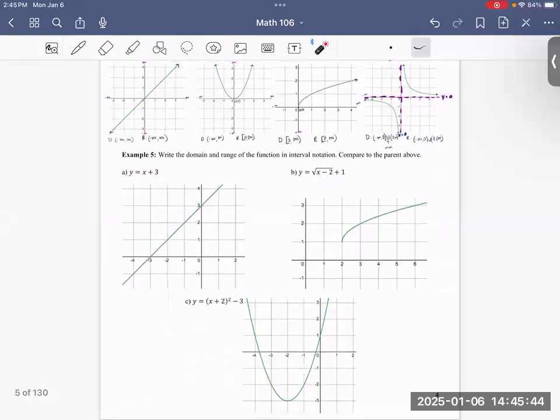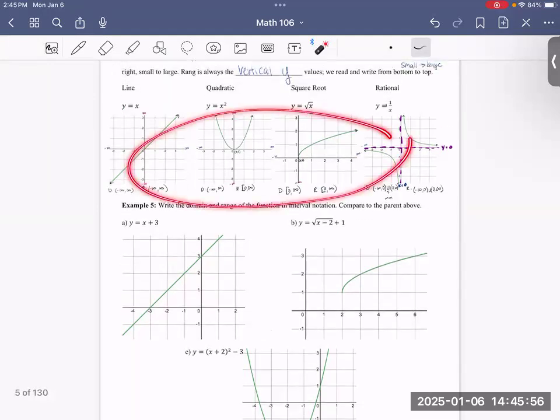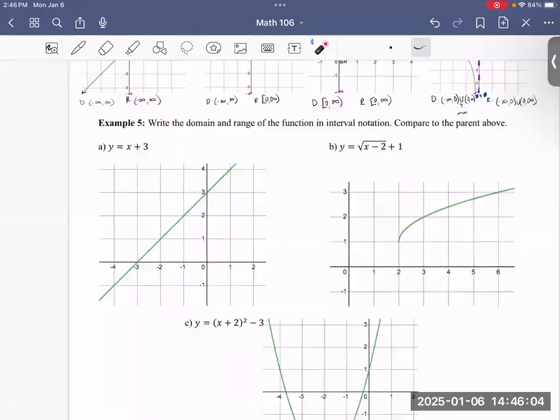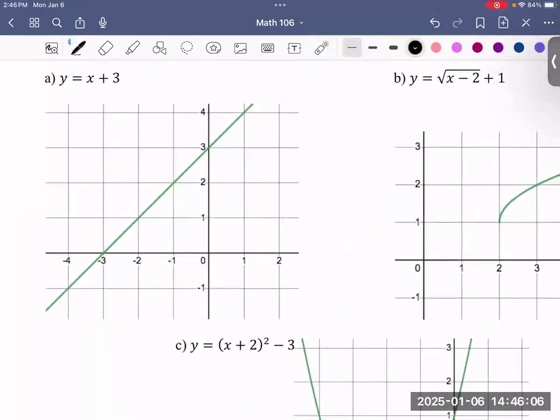All right, now for example 5, see if you can write your domain and range of your functions in interval notations compared to the parent graph. So these are your parent graphs that we've just kind of defined. See if you can do it again with your line, with your root, and with your quadratic. So we got a nice solid line. So if we're ready for it, your domain and range are both all real numbers.